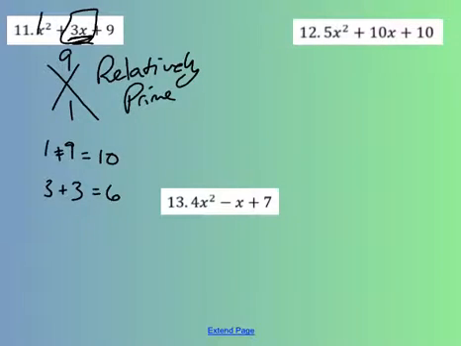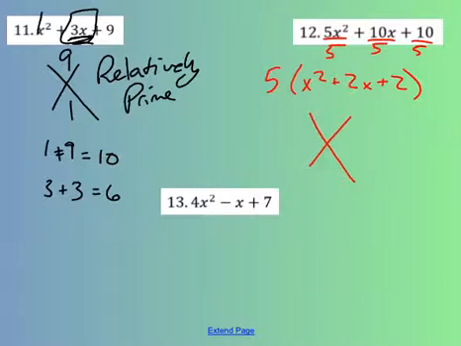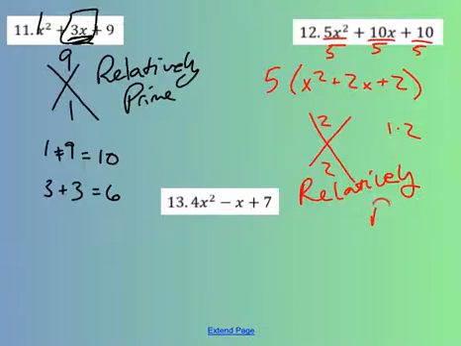Now let's go over here. This one, I can take a 5 out, because I like GCF. This is going to be x squared plus 2x plus 2. If I do my little x method, maybe I do 1 times 2 is 2, and I need 2. Right? Well, the only thing that multiplies together is 1 and 2, and that's going to add up to 3 or negative 1, so that's not going to work as well. So this one is relatively prime.